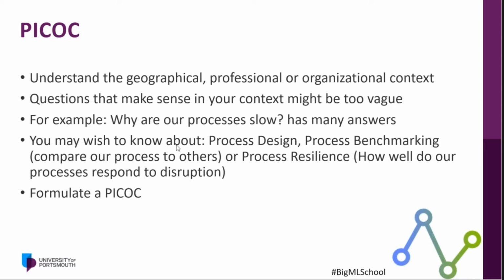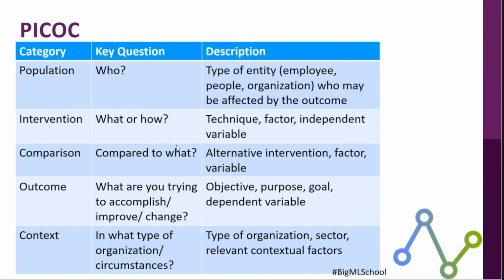So, for example, a typical thing that I get in operations and systems management is why our process is slow. You get that from companies. There are many answers to that. That could be process design. That could be benchmarking. We are slow as compared to other people. Or that could be resilience. There's a disruption and we're slow to respond. So formulating your PICOC is quite helpful.